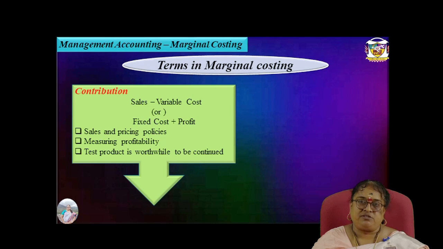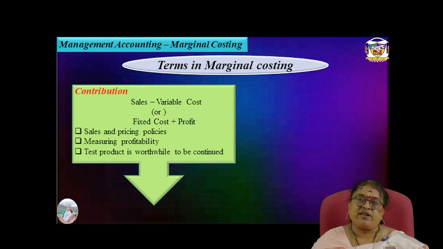Then contribution. What do you mean by contribution? Sales minus variable cost is the contribution. The other one, fixed cost plus profit, is called contribution. This contribution is used for sales and pricing policies. If we want to fix a price, then we have to use the contribution. Then the contribution is also used to measure the profitability of the business.